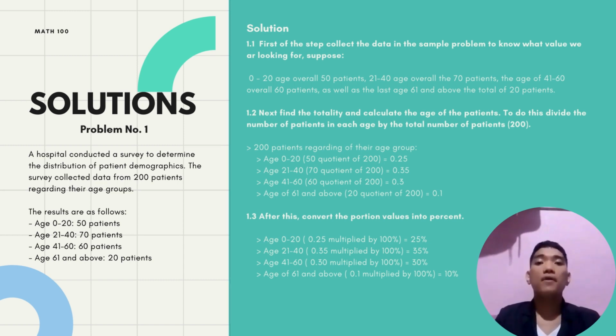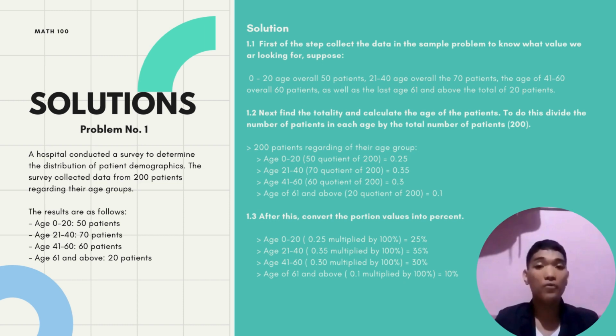Next, find the totality and calculate the age of the patients. To do this, divide the number of patients in each age group by the total number of patients, which is 200. Age of 0 to 20, 50 quotient of 200 equals 0.25.